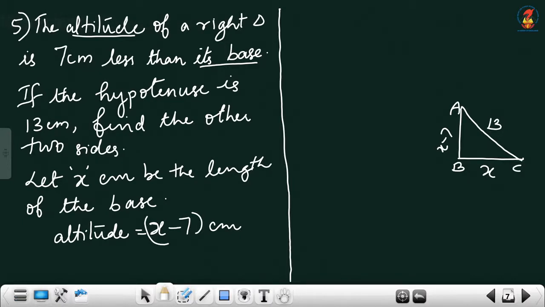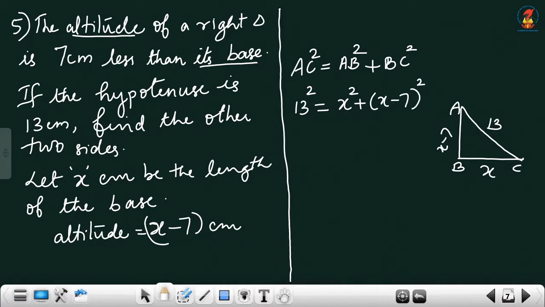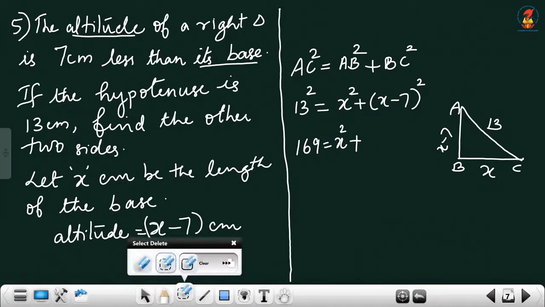So we can connect this using the Pythagoras theorem. The theorem is this: AC square is equal to AB square plus BC square. So we can write 13 square is equal to x square plus x minus 7 whole square. So 169 is equal to x square. You have to apply a minus b whole square.